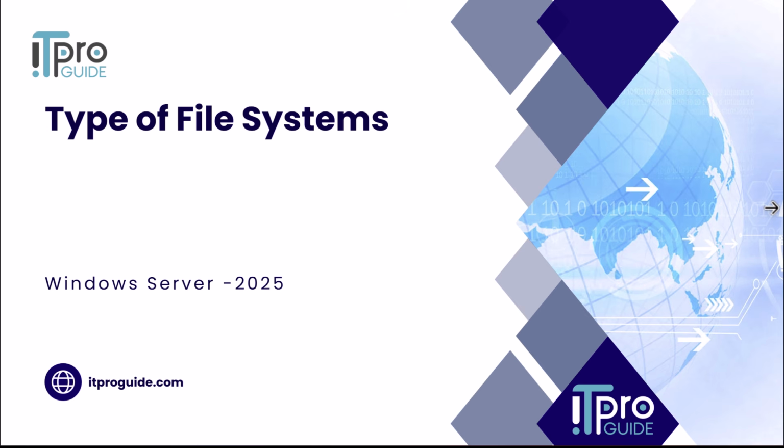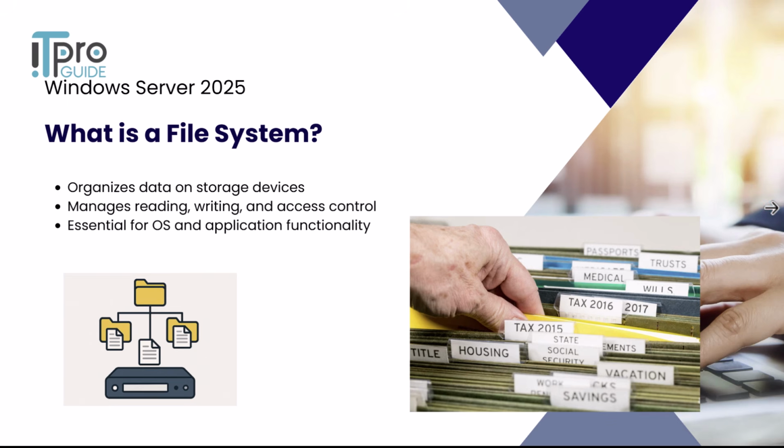In this video, we are going to talk about the types of file systems. So what is a file system? It's simple to answer that question. A file system is a method and structure that an operating system uses to organize and manage data stored on a disk. Without a file system, data would be a mess, like a dining table after lunch. The file system defines how files are named, stored, accessed, and protected on storage devices like hard drives, SSDs, or SAN volumes.